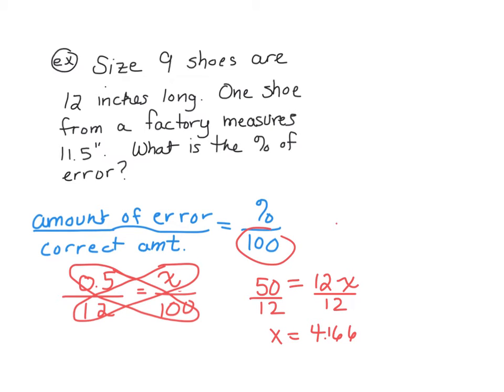Now again, the reason I like doing this cross multiply with this divided by 100 is because I don't have to worry about moving my decimal. That moving the decimal, it's built in to this problem with that divided by 100 in there. So that would be 4.16 repeating percent.